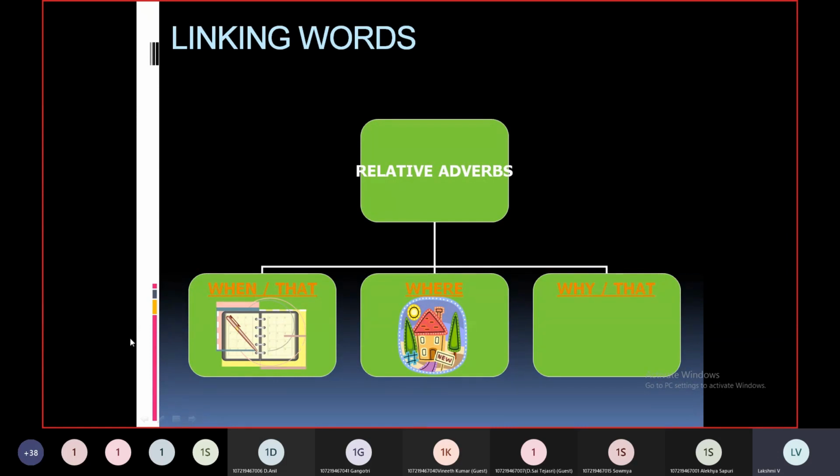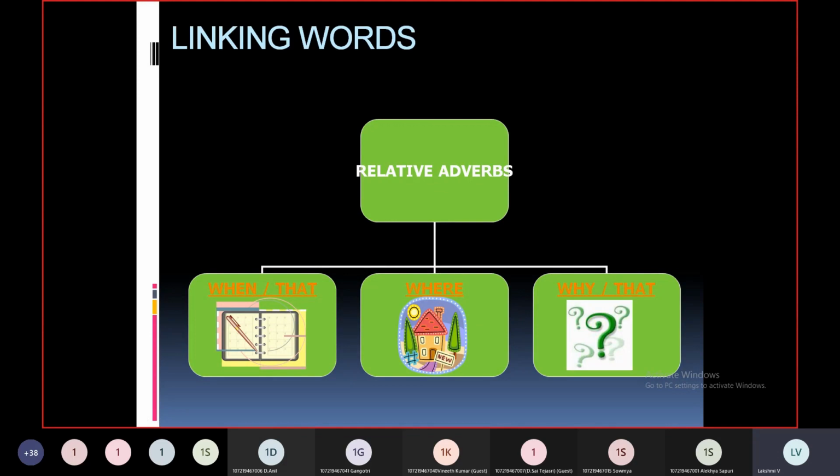So relative adverbs give the information about when, where, and why. We use when after time words such as day, time, year, month, or whatever it is. Where is used after place or place words, and why is used to specify the reason. These are the link words we use to join the clauses, and these are called relative clauses.